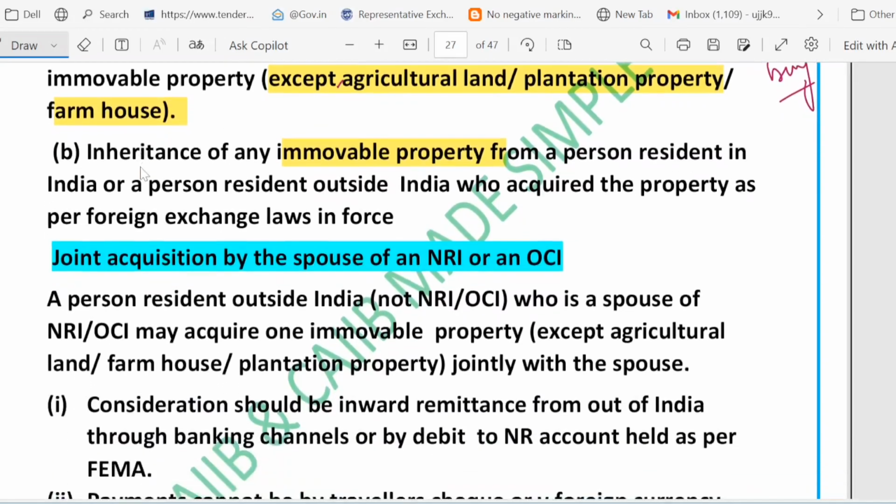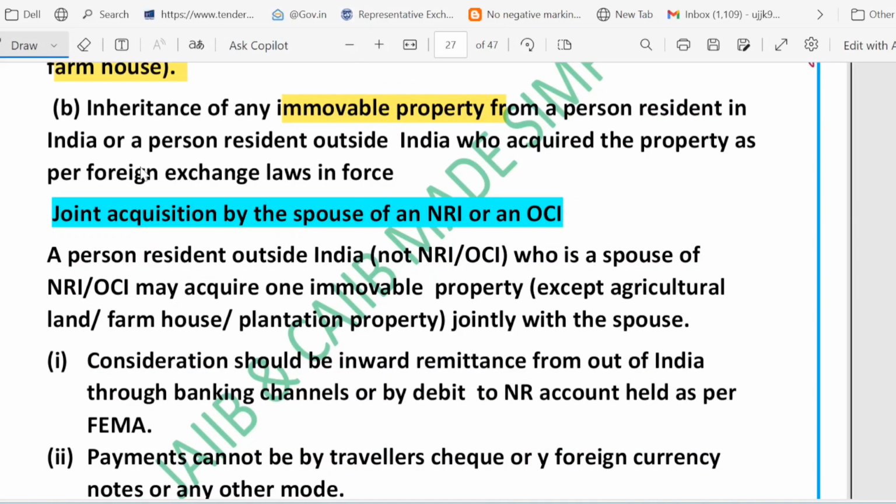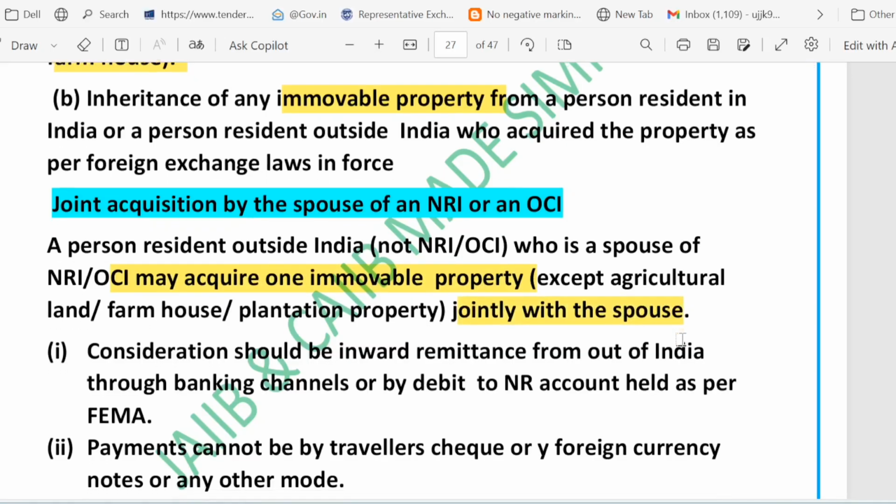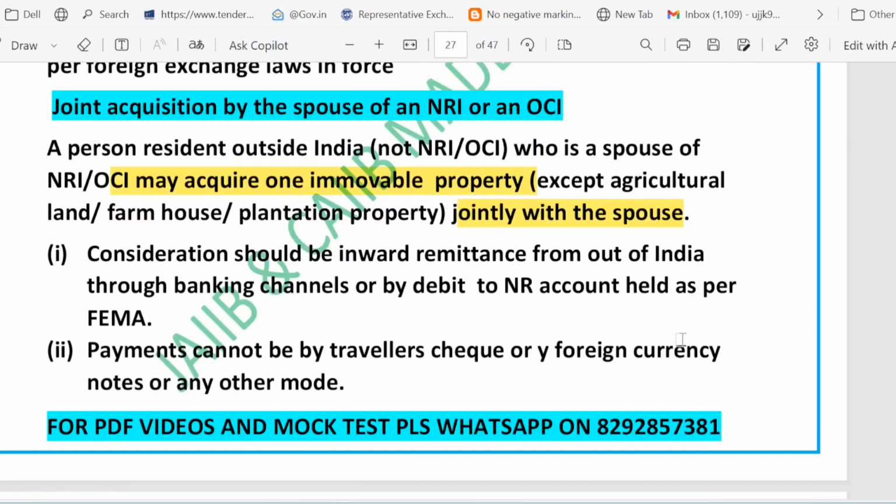Then what about the joint purchase with a non-resident spouse? See, this is a special case. If your spouse is a person resident outside India but is not an NRI or OCI themselves, they may jointly acquire one immovable property in India with the NRI or OCI spouse.